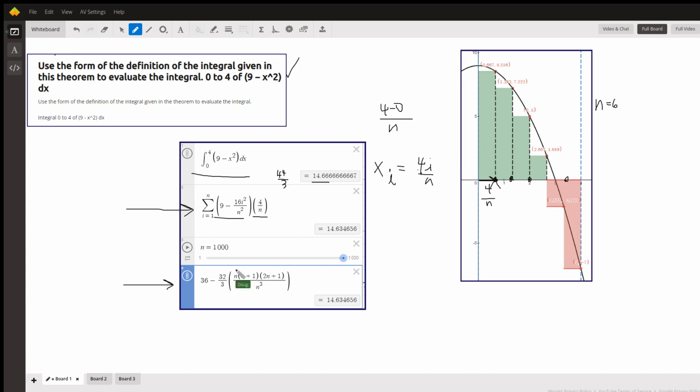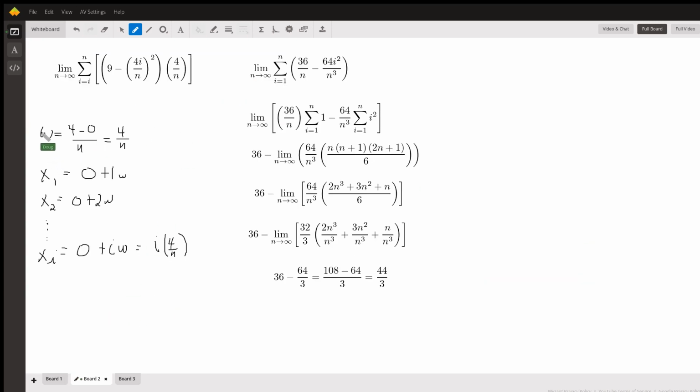So let's see what happens on the next board. Here's the calculation of the width. x sub 1 is 0 plus 1 width. That's the first right-hand endpoint. x sub 2 is the second right-hand endpoint, 2 times 4 over n. An expression for the ith x-coordinate is 0 plus i times the width, or 4i over n.